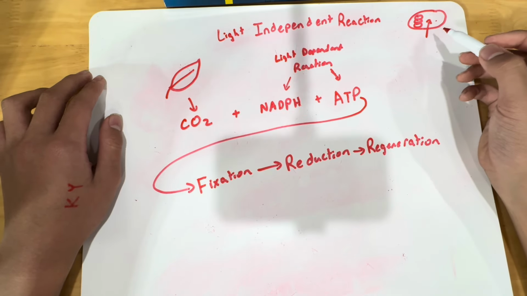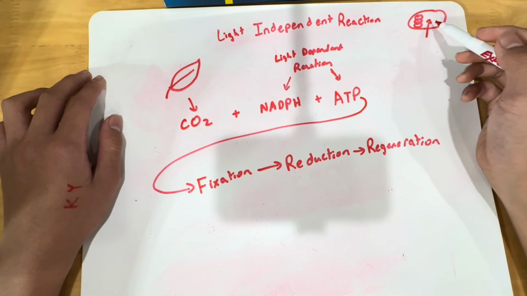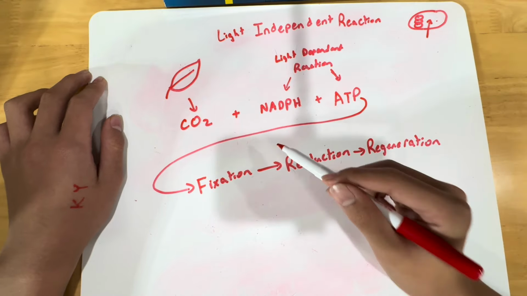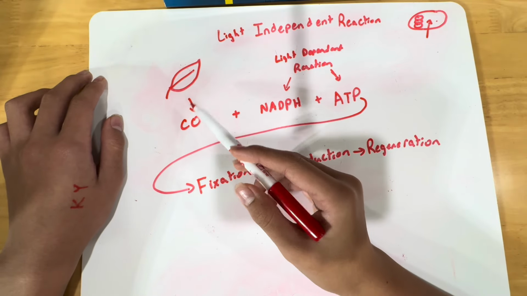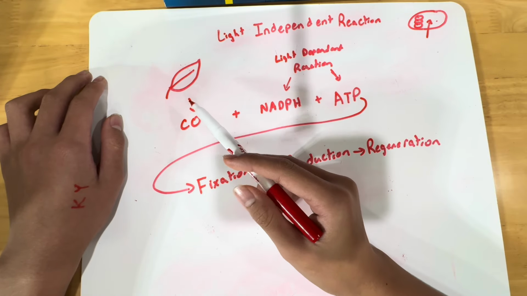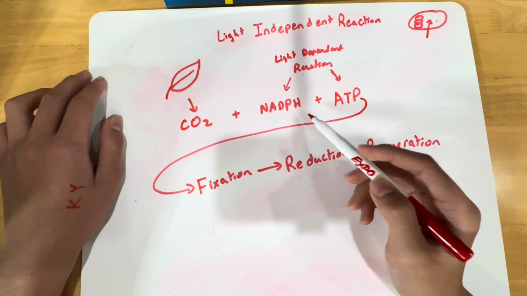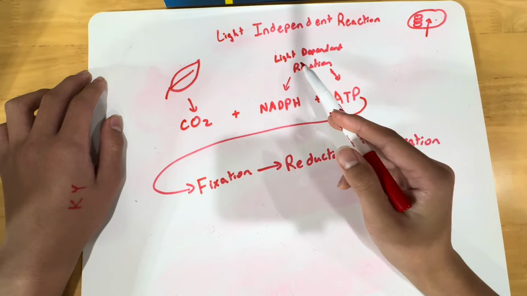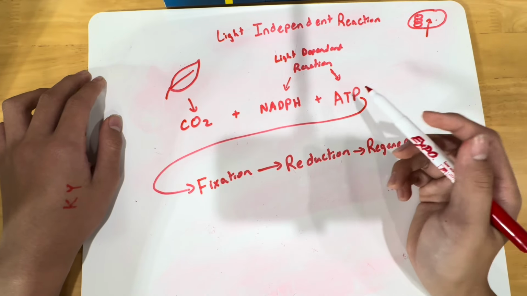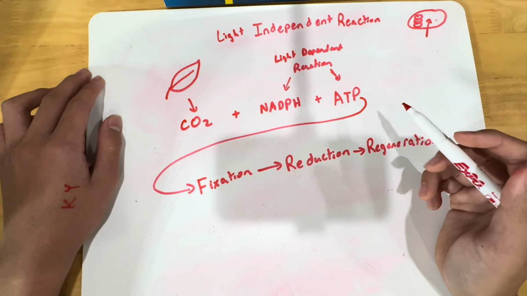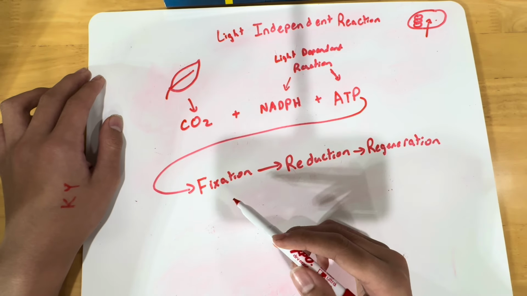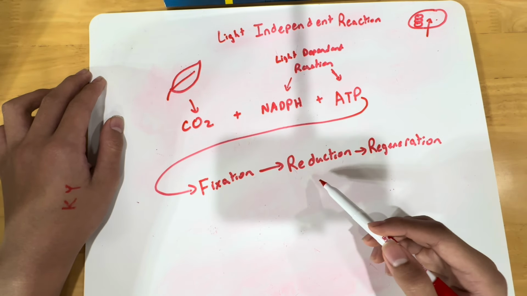This process takes place in the chloroplast stroma. For this reaction, the plant takes in carbon dioxide from the stomata, which are little pores on the leaves of plants. It also takes NADPH and ATP from the light-dependent reaction. There are three major portions of the light-independent reaction. These are fixation, reduction, and regeneration.